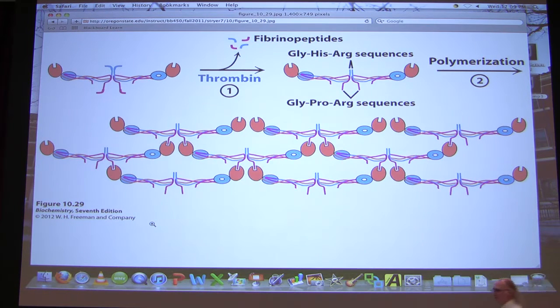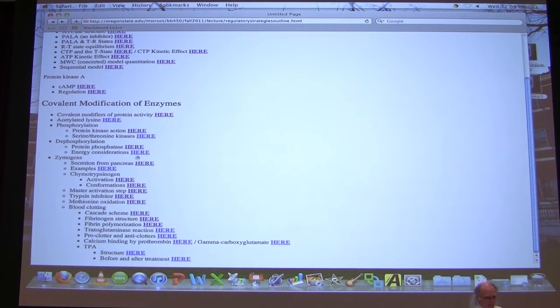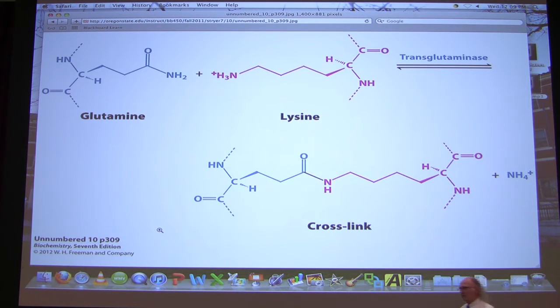Okay? To get a hard clot, we have to make covalent bonds. All right? So what you see in terms of that initial polymerization reaction only makes hydrogen bonds. It does not make covalent bonds. The covalent bonds require action of another enzyme. Okay? The other enzyme is known as a transglutaminase. And it catalyzes a reaction like this. The side chain of a glutamine and the side chain of a lysine can be joined together to make a crosslink. This is a covalent bond.